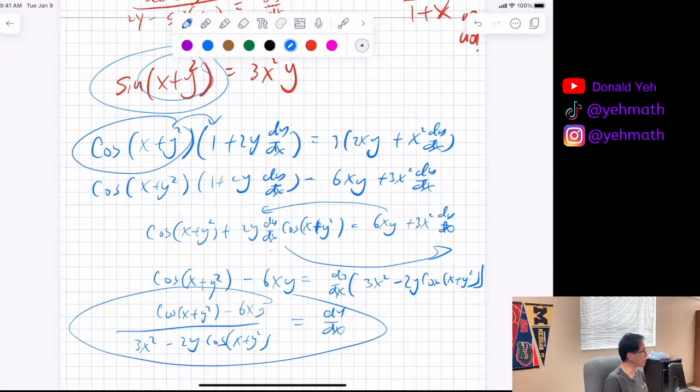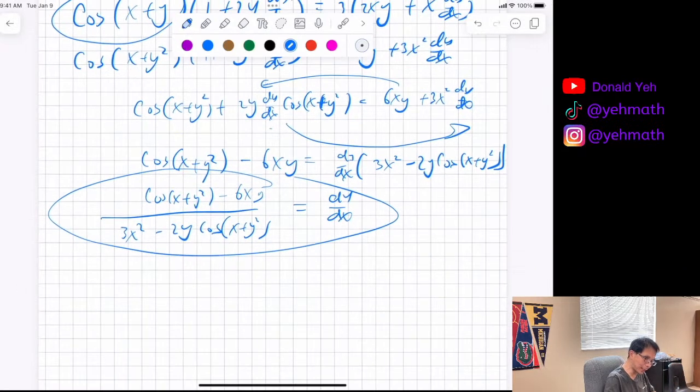You can be every term's opposite, it's fine. So you can have 6xy minus cosine of (x plus y squared) over 2y cosine of (x plus y squared) minus 3x squared, because you factor out a negative sign from the top and a negative sign from the bottom. Wait, is it minus 3x squared on the bottom there? Yeah, minus 3x squared plus 2y cosine of (x plus y squared). Because you can factor out a negative sign top and bottom, and they will cancel out to become positive.